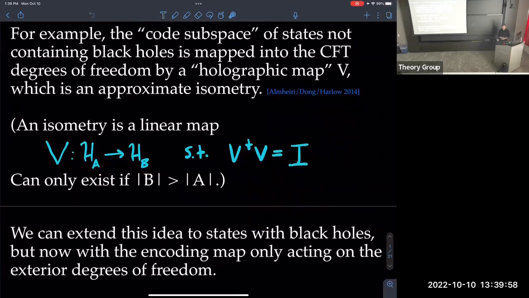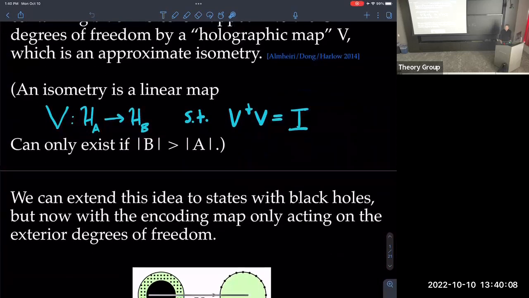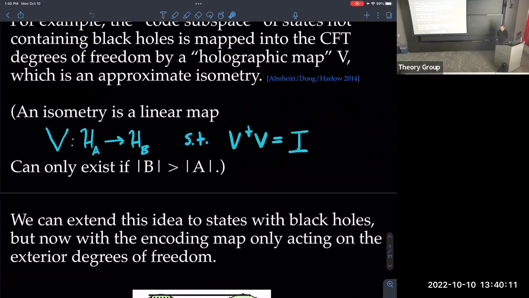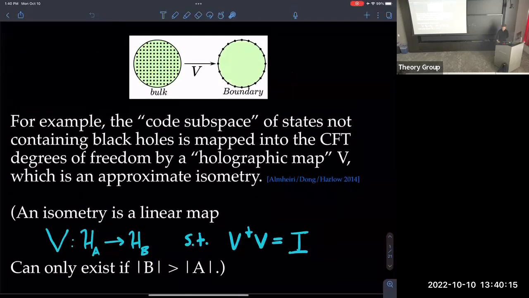So now it has been understood since the beginning that you can extend this idea to states with black holes in sort of a cheating way. So for those of us who aren't working on this, the code subspace of states not containing black holes, can you decode that a little bit? So yes.